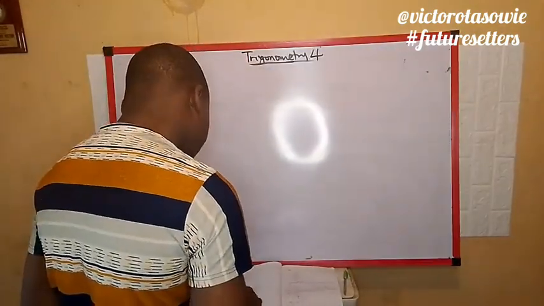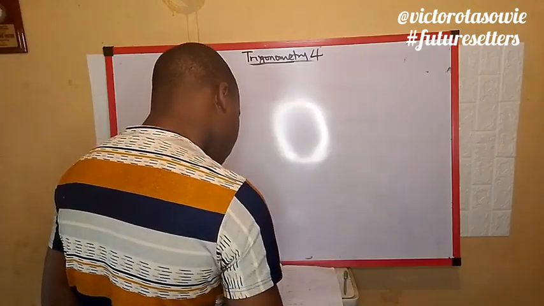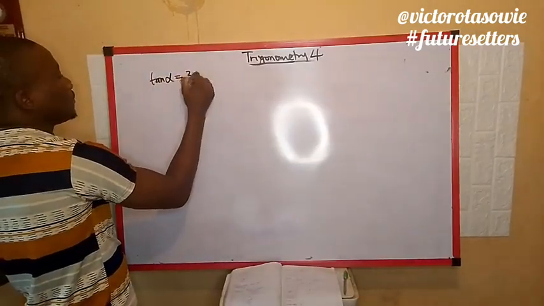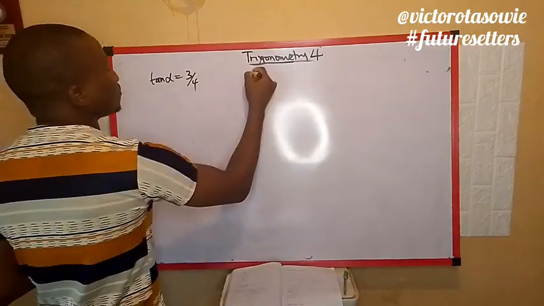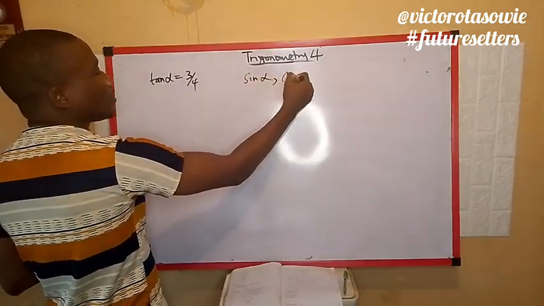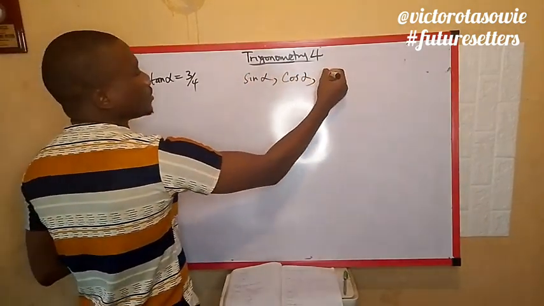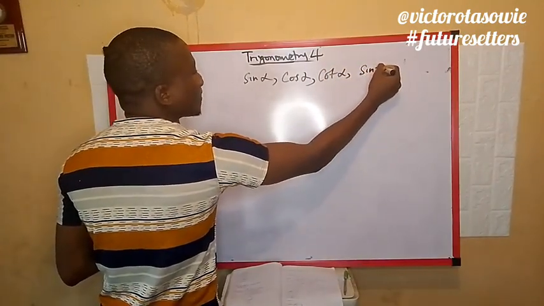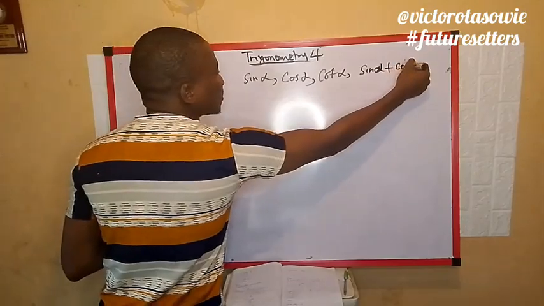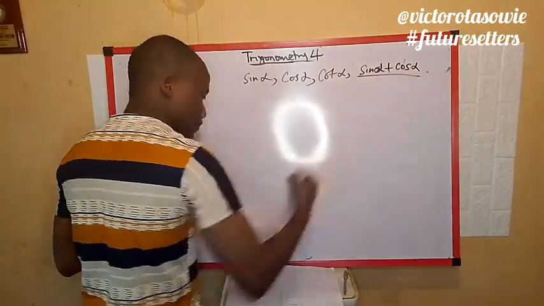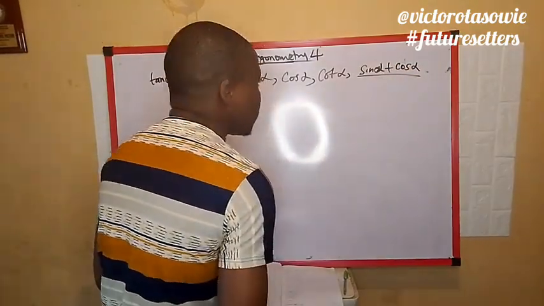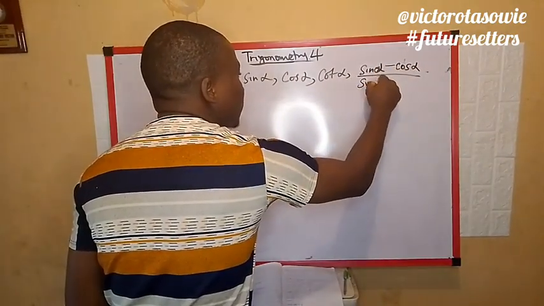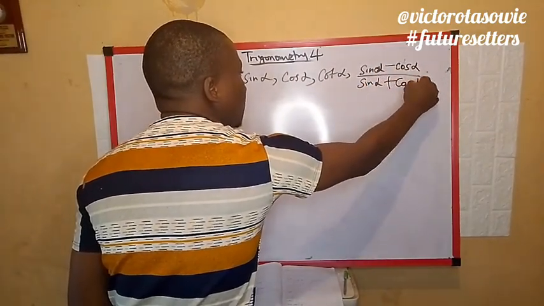So for example, we have a question in this regard. We have that tan alpha equal to 3/4. And we are told to find sine alpha, cos alpha, cot alpha, and sine alpha minus cos alpha over sine alpha plus cos alpha.